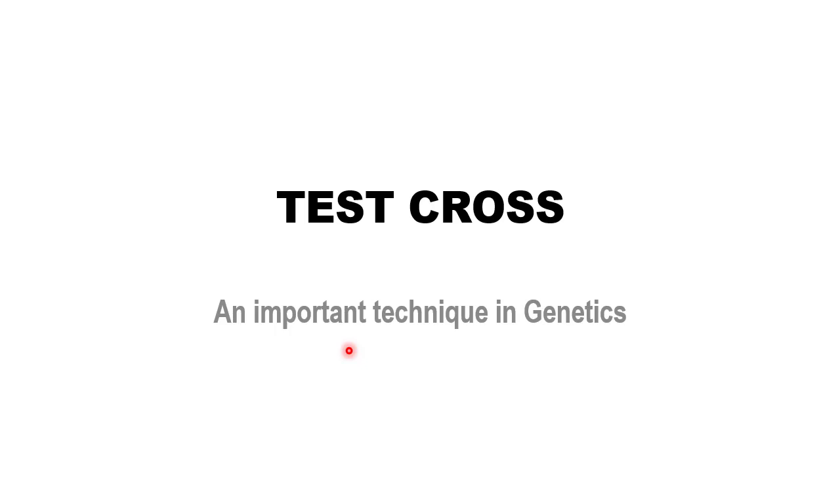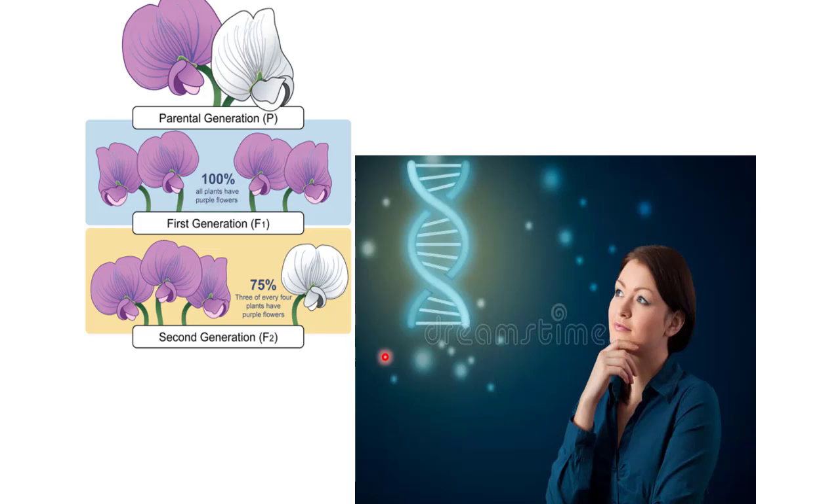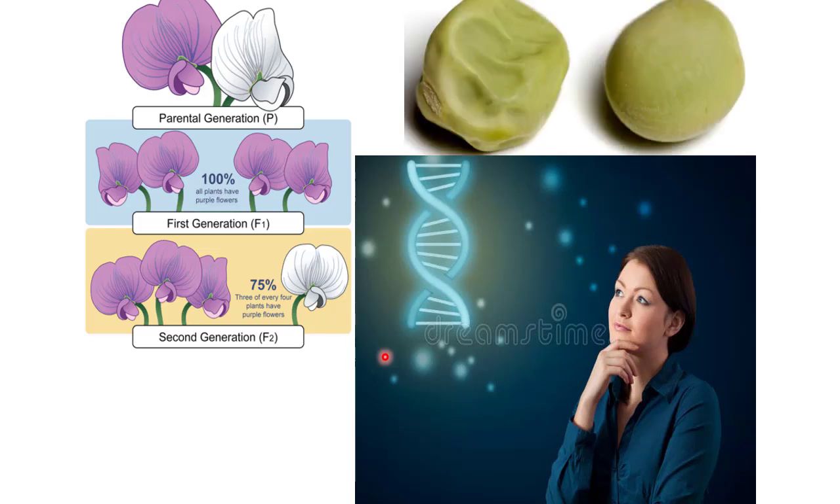In this particular video I want to focus on the test cross, which is an important technique in the field of genetics. Have you ever wondered how scientists or geneticists determine the genetics behind visible traits like flower color or the shape of the seed? Why some flowers are purple, why some flowers are white, why the seed shape is round in some cases and wrinkled in others. So how do scientists determine the genotypes behind these visible phenotypes? They use a technique known as the test cross, and that is going to be the focus of this video.